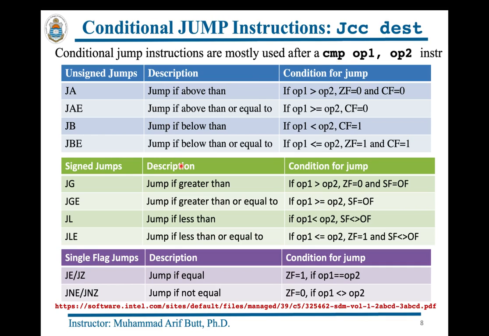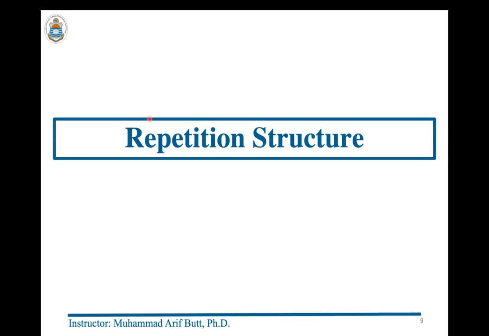These tables summarize some of the signed as well as the unsigned conditional jump instructions that we used in the previous session to write assembly programs corresponding to different high-level if-else code snippets. And in today's session, we are going to write assembly programs that will correspond to different repetition structures that we normally come across in high-level languages. So let us start with a do-while loop.